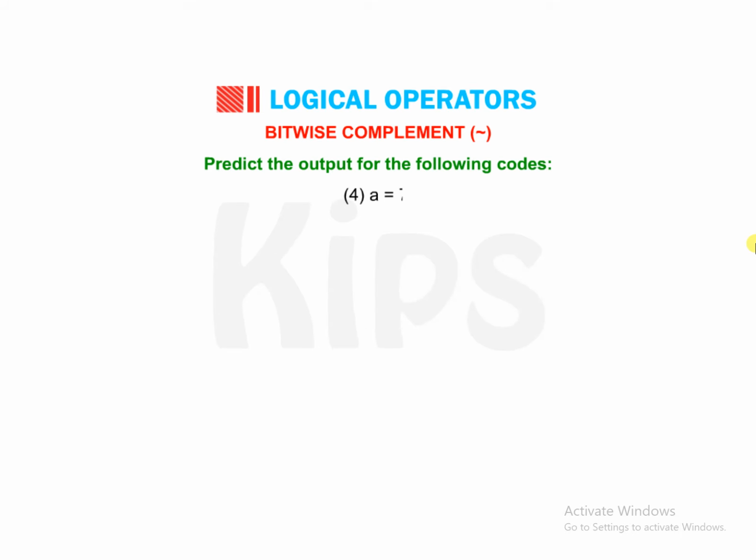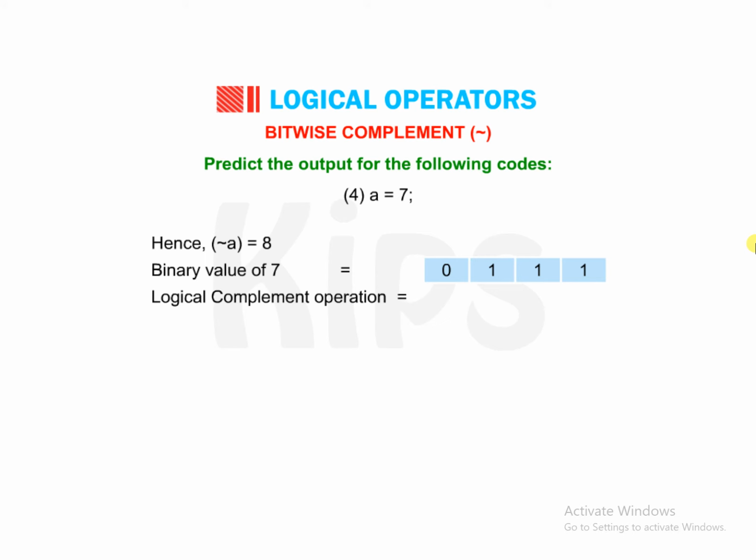4. A equals 7. Hence, (~A) is equal to 8. Binary value of 7 is 0111. Bitwise complement operation gives 1000. Decimal equivalent of the result is 8.